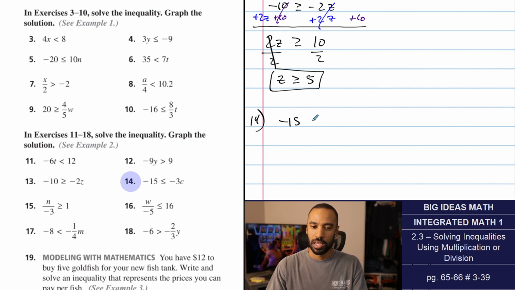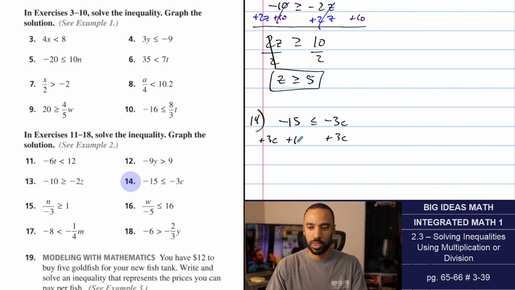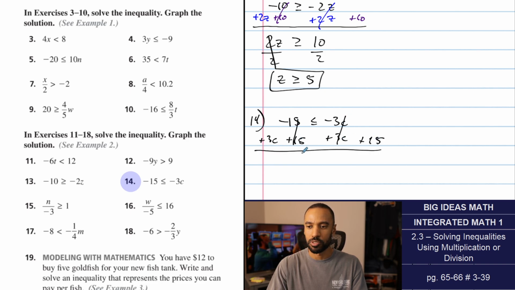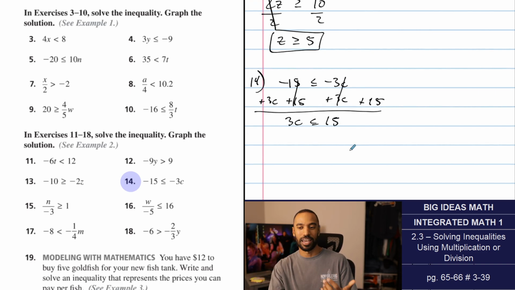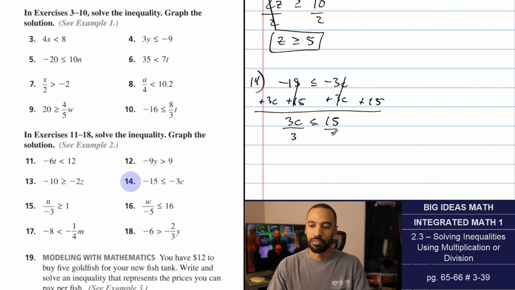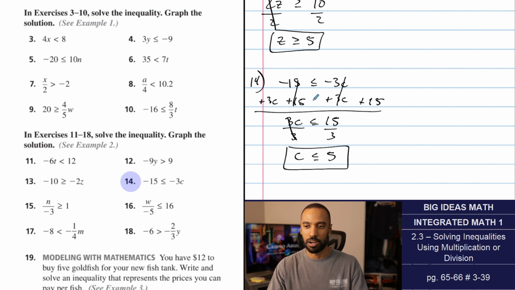Negative 15 is less than or equal to negative 3c. What if I added 3c over? And I know this goes against what the problem's asking you to do, flip the inequality, but this is a reminder that the inequality would have flipped. So now this is 3c is less than or equal to positive 15. That is flipping the inequality, right? I just didn't divide yet. Sort of did. I flipped the inequality, the whole statement. C is less than or equal to 5. Same thing if you divided both sides by negative 3, it would say that.